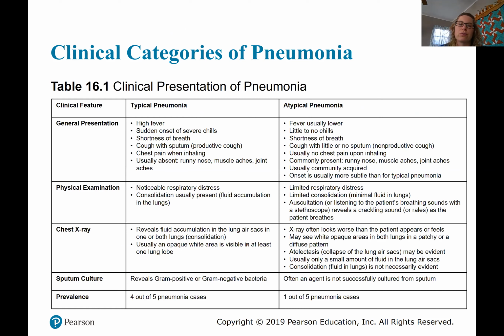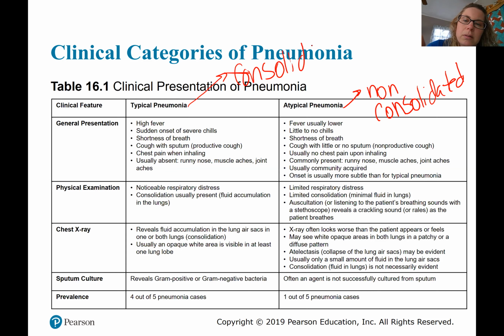Okay, now your book goes through 2 different categories of pneumonia. There's typical pneumonia, what we normally think of when we think of pneumonia, and atypical pneumonia. And atypical pneumonia is what we would say is non-consolidated pneumonia, and typical pneumonia would be consolidated. And I will define that in the next slide here in just a second.